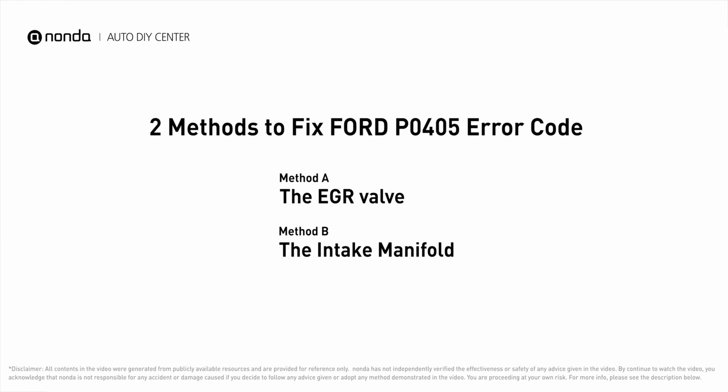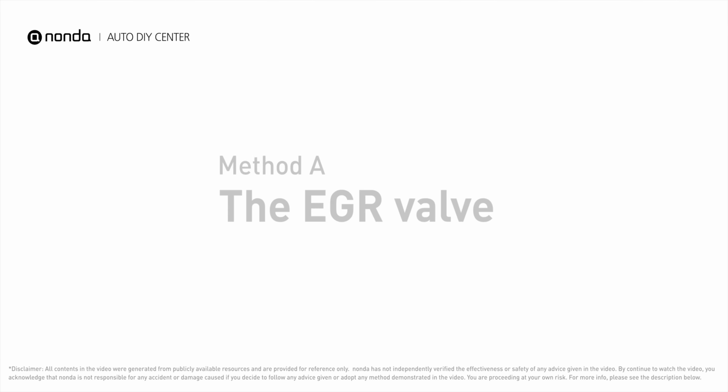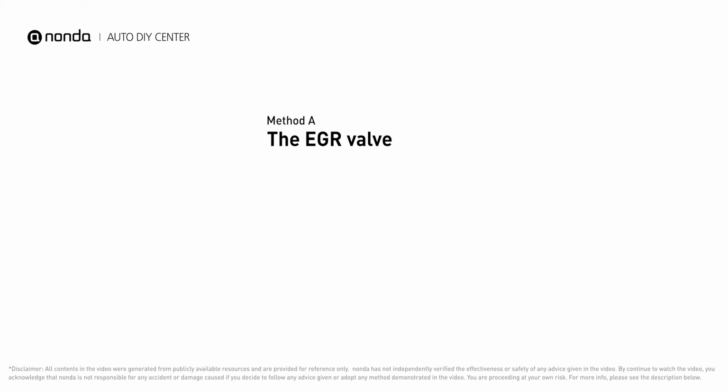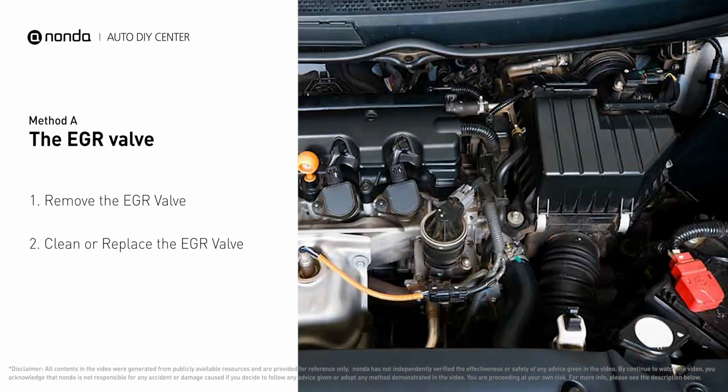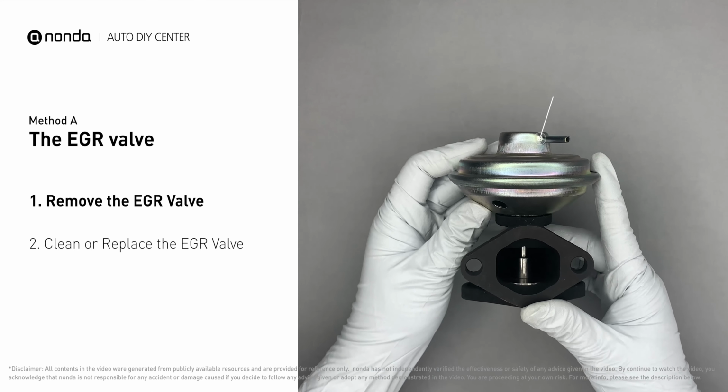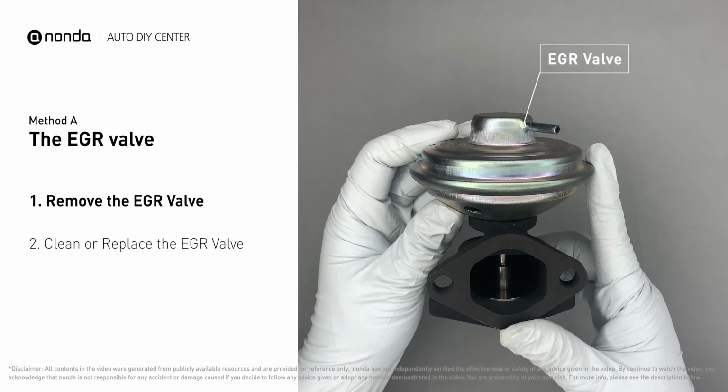Here are 2 of the most practical solutions to fix Ford's P0405 error code. Method A, the EGR valve. Looking at the engine from the front, the EGR valve is located towards the rear of the engine just to the right side of the center. First, carefully remove the EGR valve from your car.